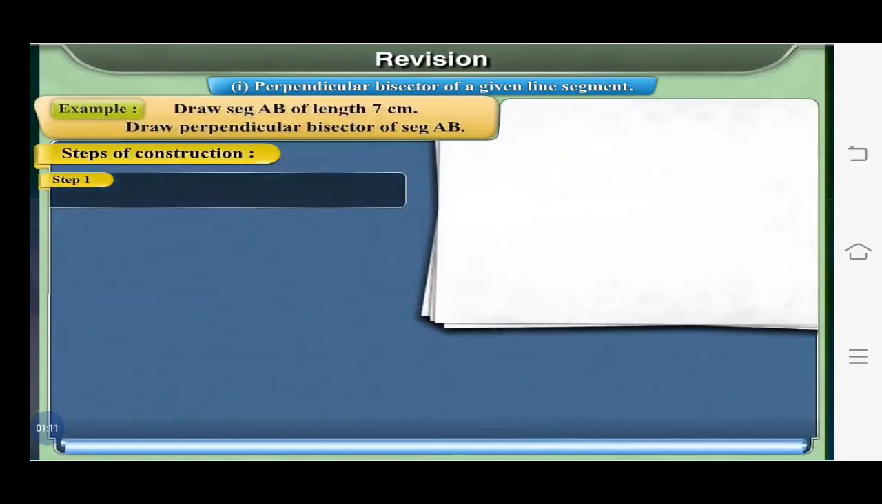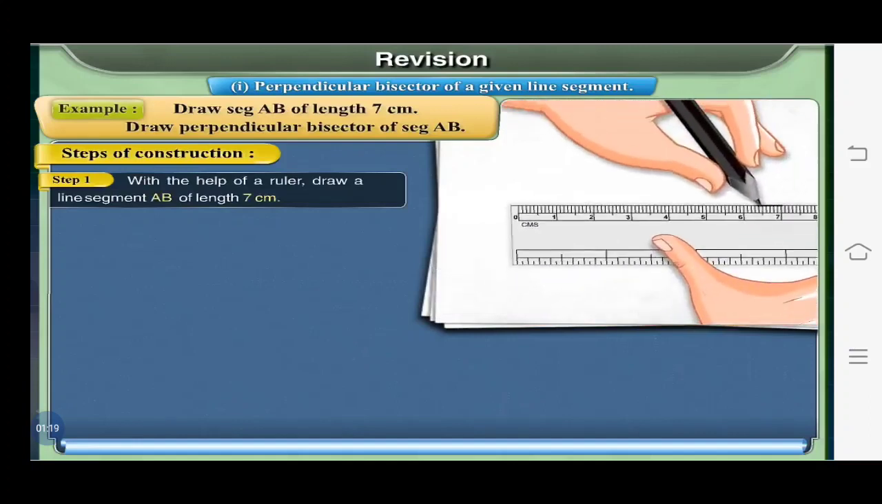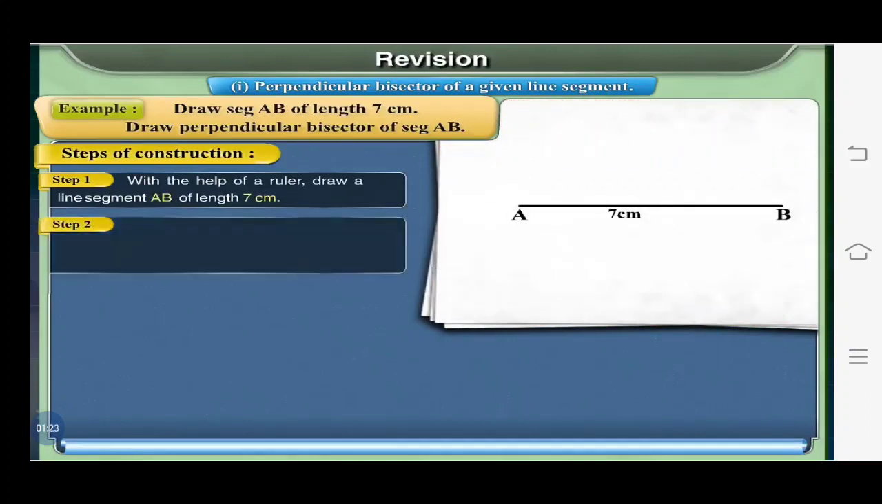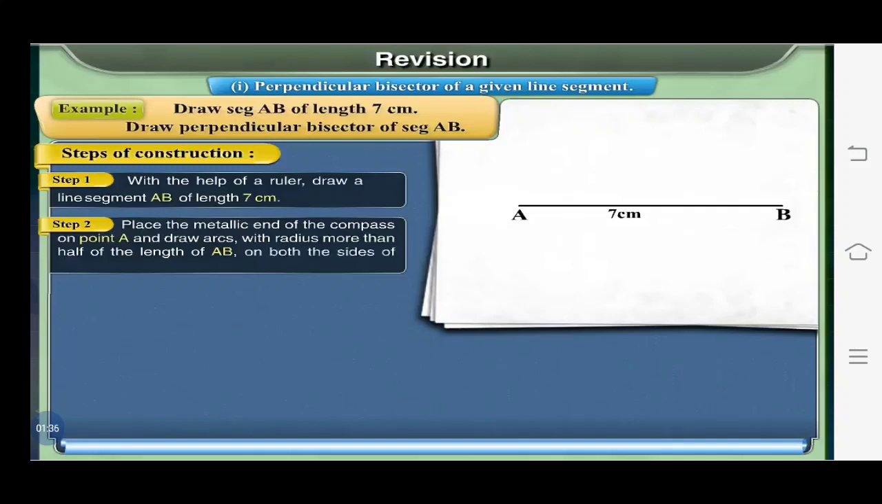Step 1. With the help of a ruler, draw a line segment AB of length 7 cm. Step 2. Place the metallic end of the compass on point A and with radius more than half of the length AB, draw arcs on both the sides of segment AB.